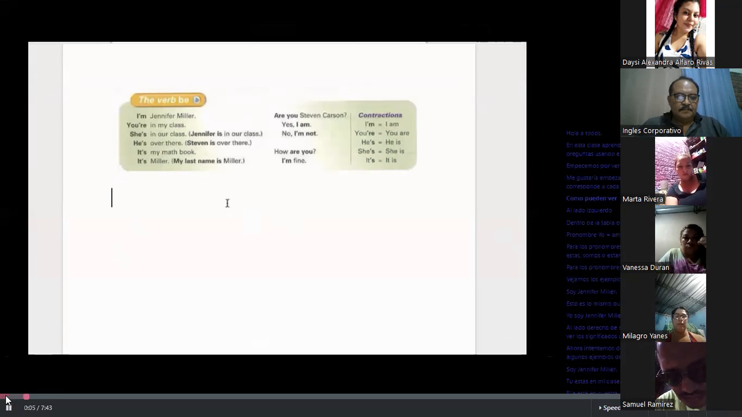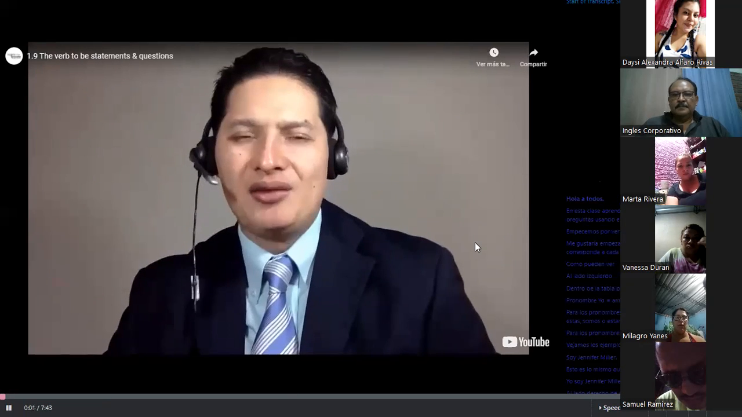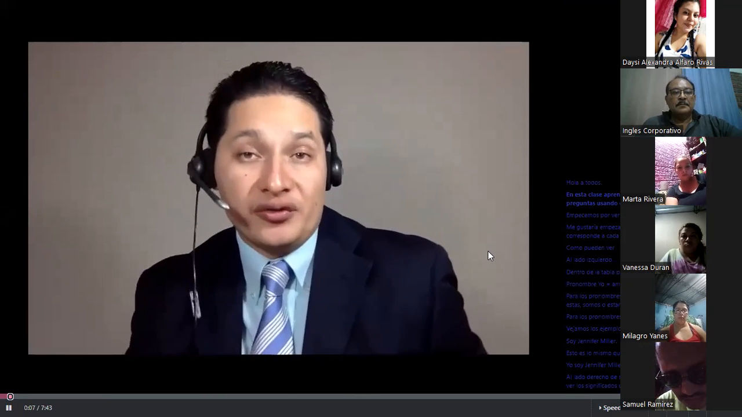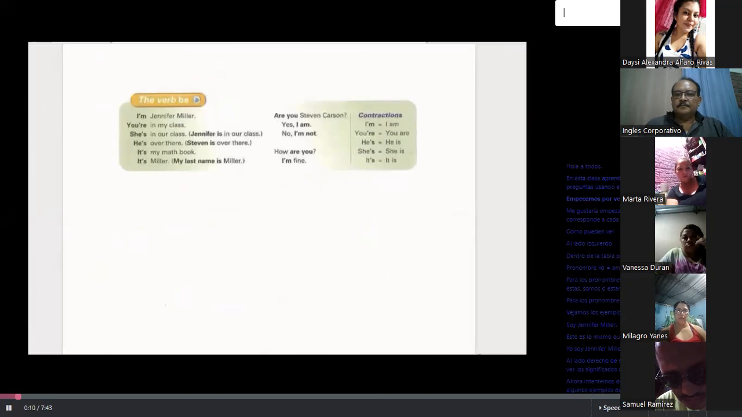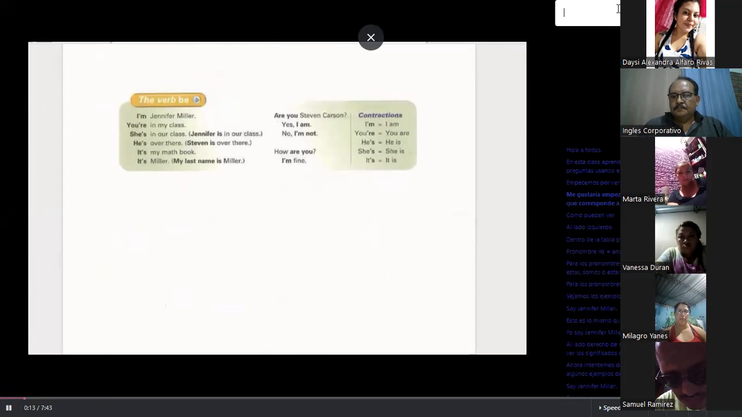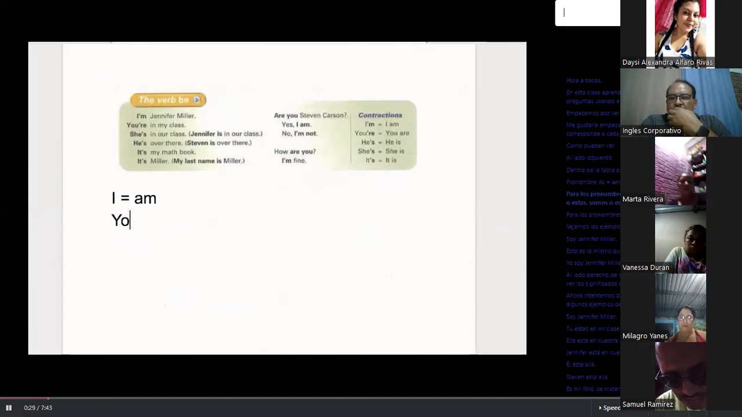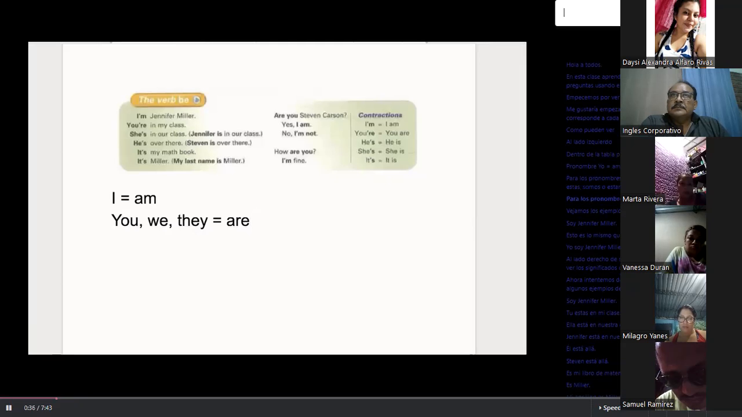Hi everyone. In this class you'll learn how to form statements and questions using the verb to be. Let's get started by looking at the image on your screen. I would like to start by explaining the verb to be, which corresponds to each pronoun. As you can see, towards the left-hand side of the chart, you can see the pronoun I. That will be equal to am. For the pronouns you, we, and they, you're going to use are. And for the pronouns he, she, and it, we're going to use is.